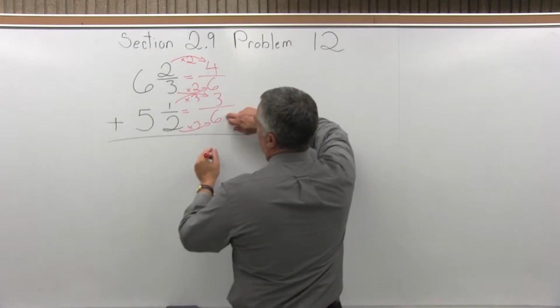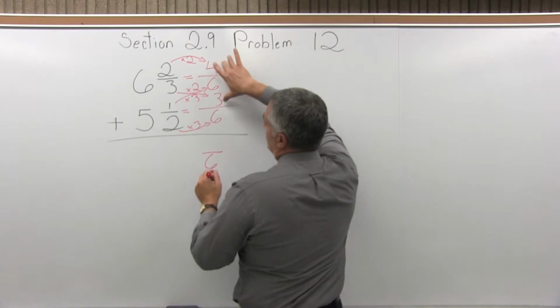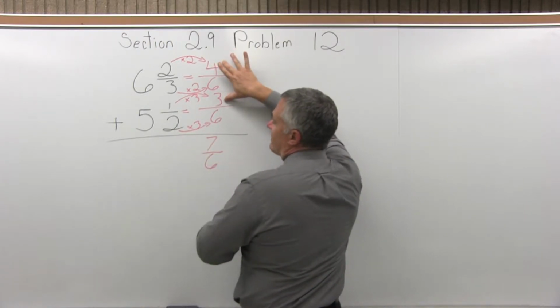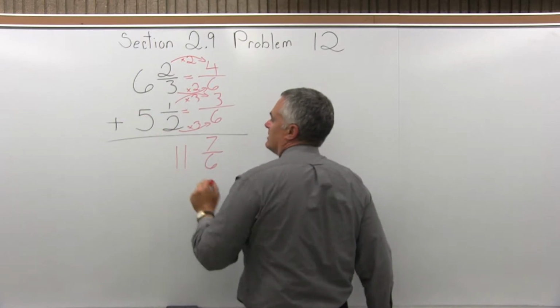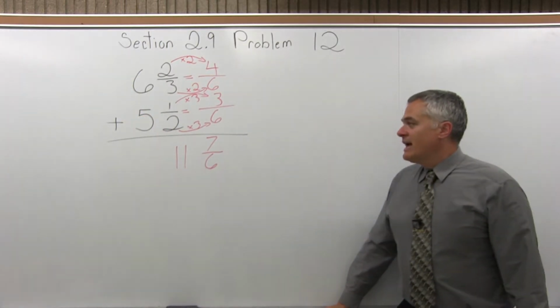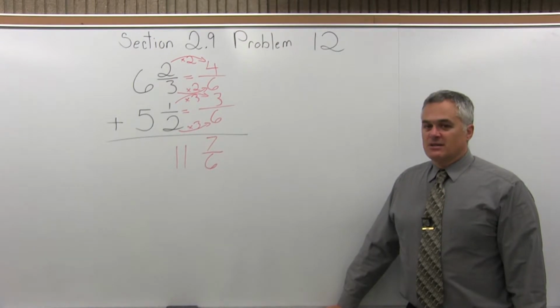My common denominator is 6. Add the numerators, 4 plus 3 more is 7. And then add the whole numbers: 6 plus 5 more is 11. So now I have 11 and 7/6.